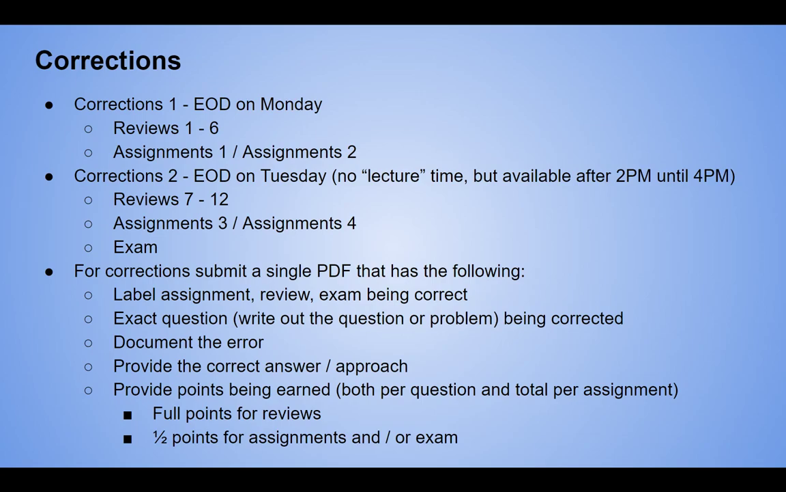And so for corrections, so corrections 1, corrections 2, it's all one big group. Label the assignment, review, or exam being corrected. Exact question, you want to document that that's being corrected. Document the error that you had. Provide the correct answer or approach to fix that. Provide points being earned, both per question and total on assignment. And there's full points for reviews and half points for assignments and exams, as we need to correct those.